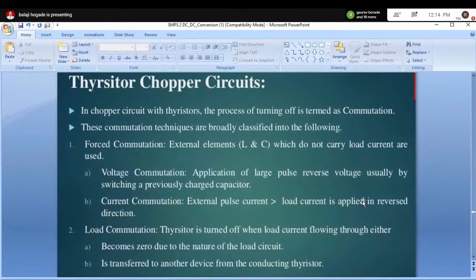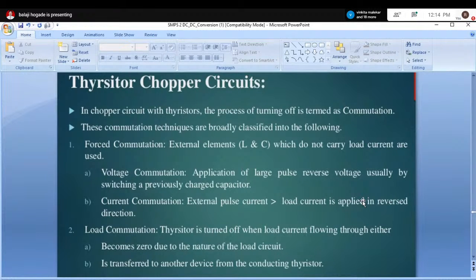Chopper circuits based on thyristors and connections, and whether it is voltage, current or load commutated. There are three types: voltage commutated, current commutated and load commutated choppers. What are their principles? Voltage commutation means application of a large pulse of reverse voltage, usually by switching a previously charged capacitor. This is the principle of voltage commutated chopper.